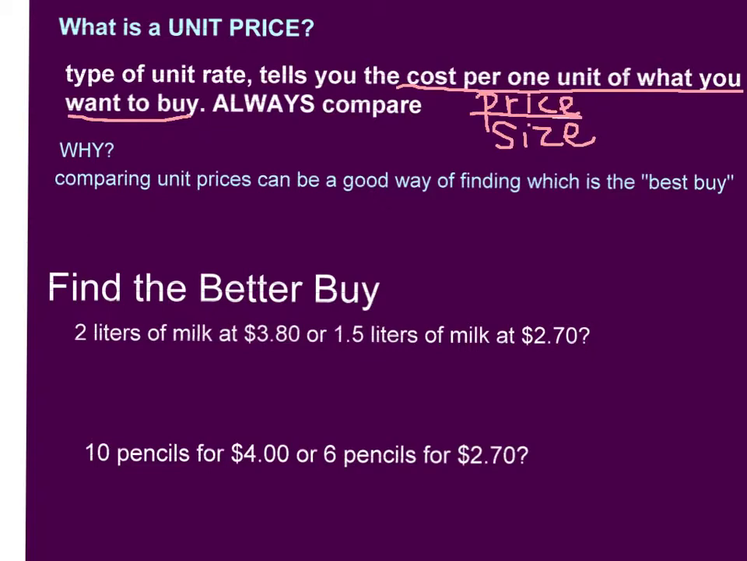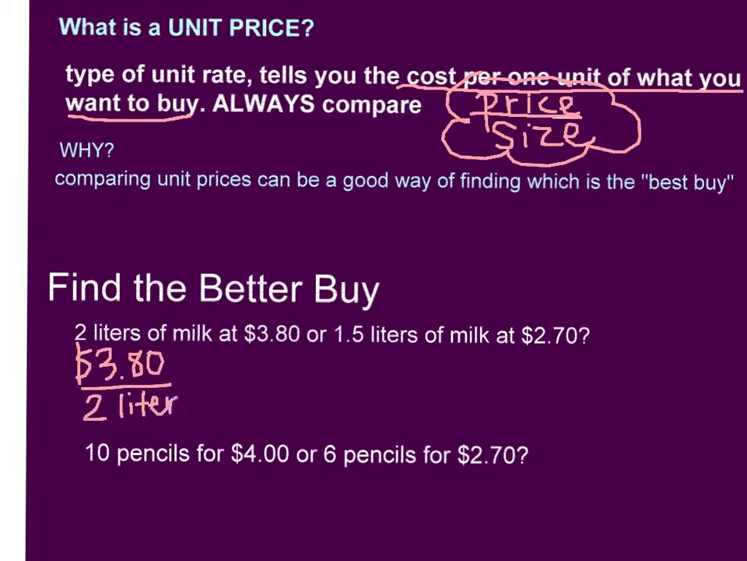Step 1 is to first set up our comparison. Remember, we're always going to set up price over size. So we have $3.80 per 2 liters. And we are going to find the unit price, which means the unit rate. We just have money that we're involving, so that's why we call it unit price. So we're going to take $3.80 divided by 2, and that gives us $1.90 per 1 liter.